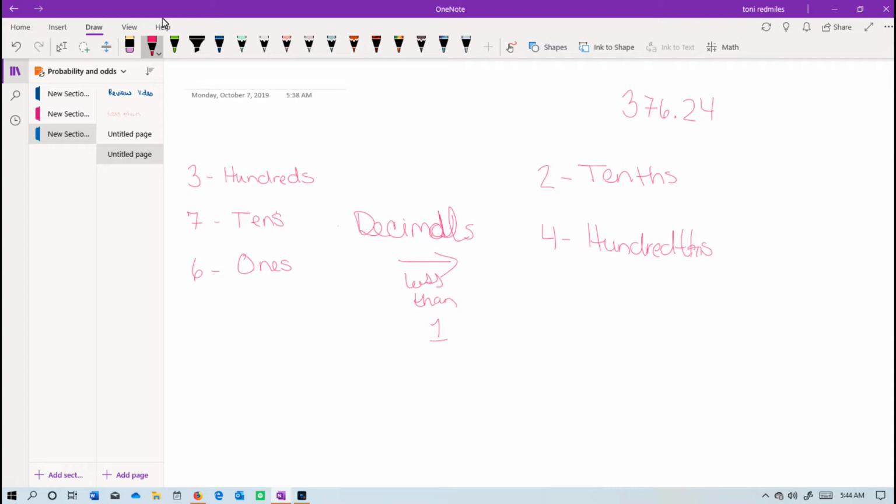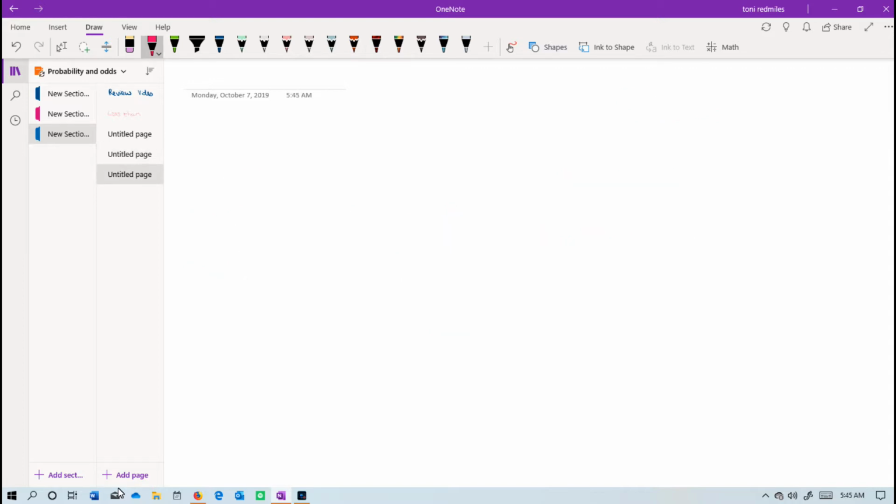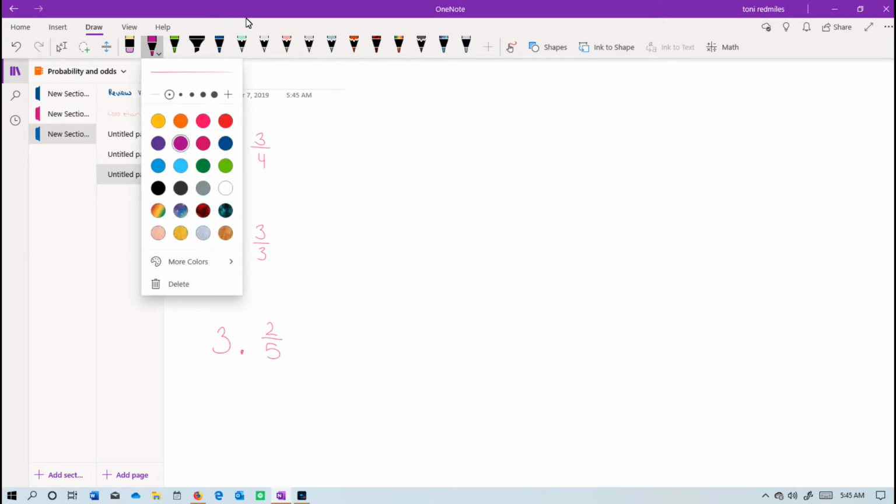All right, so that was a good little sidebar teaching. But we need to get back to fractions. So hopefully you understand your place values now. If you're still struggling, let me know and I'll give you another video. All right, so back to the fractions. I want you to model these 3 fractions: 3/4, 3/3, and 2/5. Model these fractions.